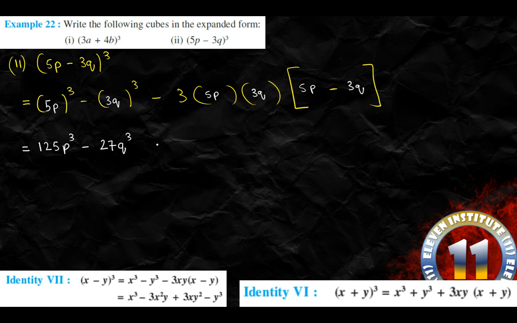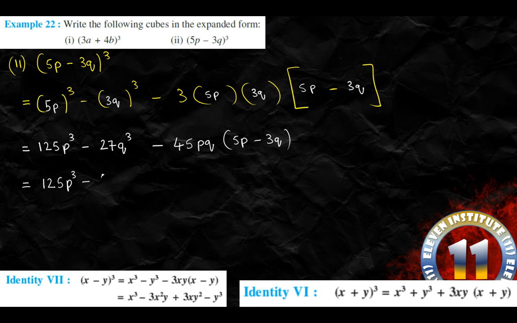Then this minus will be kept as it is. 3 5s are 15, 15 3s are 45. So here we have 45p cube multiplied by 5p minus 3q over here. Again the first two terms will remain as it is.